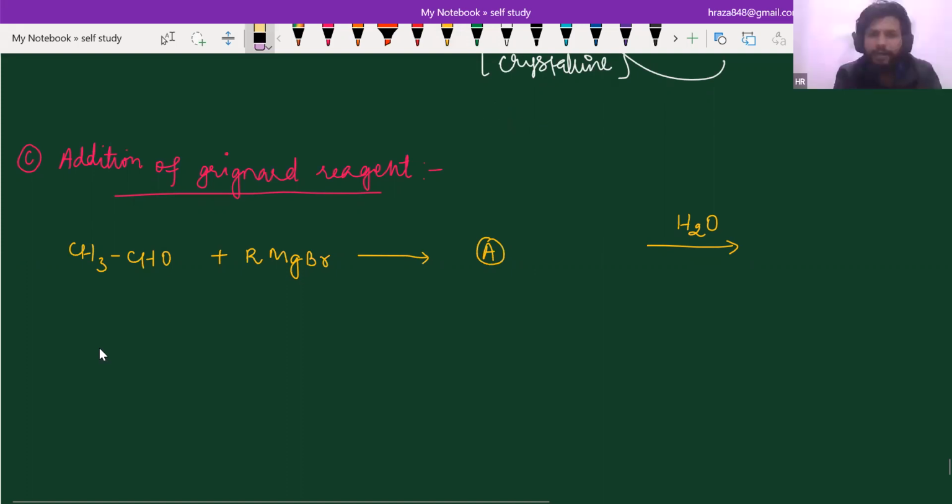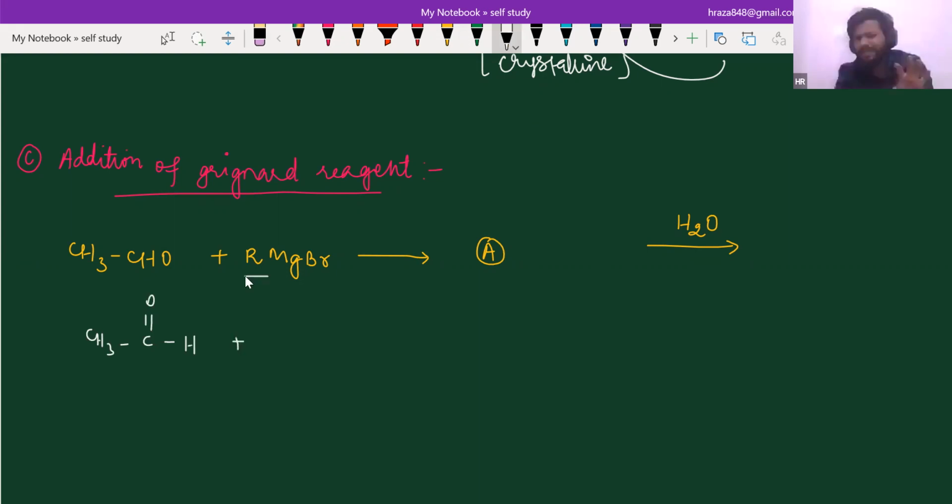See, how I'm going to write this? This you can see. Can I write this as CH3, then C double bond O, and then H? Now you can see this is R, that means alkyl group, which will have a negative sign because it is more reactive than magnesium. So I'm going to put delta positive here and delta negative here. In the same way, oxygen is very electronegative as compared to carbon, so delta negative, and here it will be delta positive.